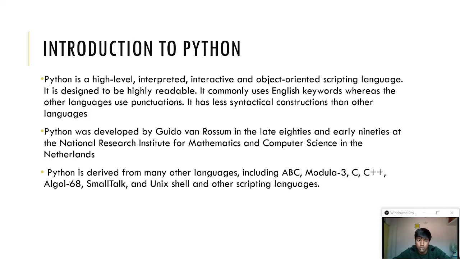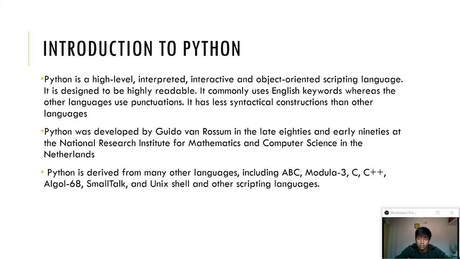Python is the newest and trending coding language there is. Why? Because Python is basically easy to use. Let's get into some of the things about Python. Python is a high-level, interactive and object-oriented scripting language. It is designed to be highly readable. It commonly uses English keywords, whereas other languages use punctuations. It has fewer syntactical constructions than the other languages. That's right. It is easy to use because it mostly uses English keywords.